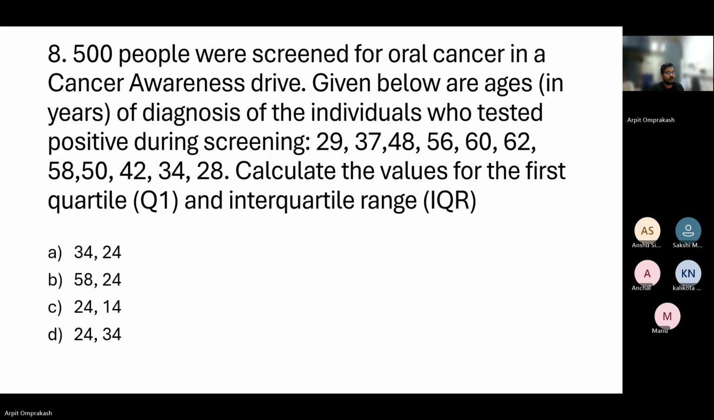Okay. So question number 8. 500 people were screened for oral cancer in a cancer awareness drive. Given below are ages in years of diagnosis of the individuals who tested positive for the screening. Calculate the values for the first quartile and the interquartile range.